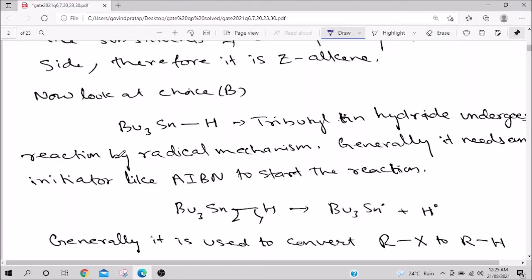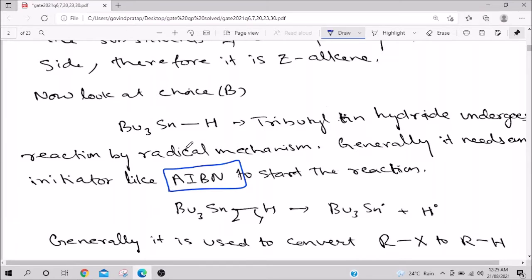Let's look at the next one. Choice B, we are using Bu3SnH, tributyl tin hydride. It undergoes reaction always by a radical mechanism. Generally it's not that easy to break the Sn-H bond, so we use AIBN, but sometimes the reaction starts without AIBN also. AIBN, you know, is a radical reaction initiator. We put very little amount of it just to initiate the reaction.